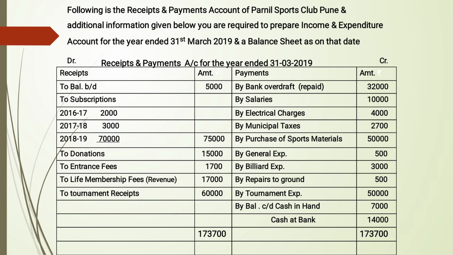So total of both the sides, means receipts and payment side, is 1,73,700.